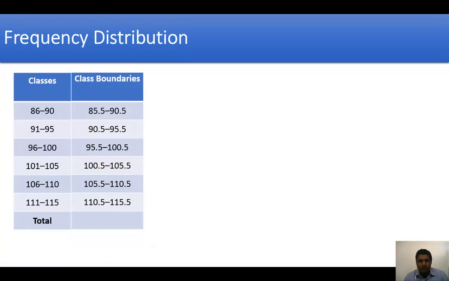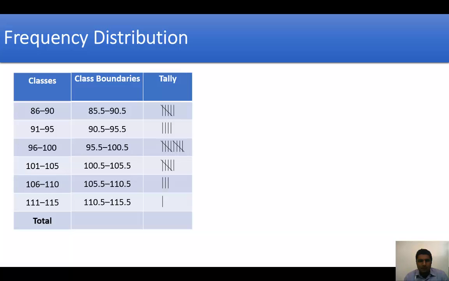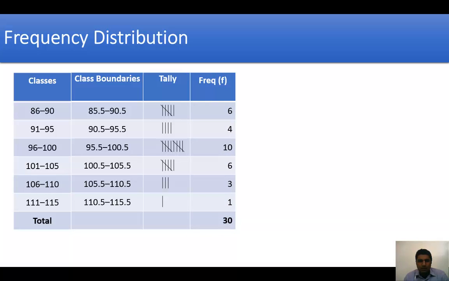This column represents the class boundaries, and I will discuss in the next slide how to construct those class boundaries. Well, the third column is of tally marks for counting, and after that you will get the frequencies. The frequency for the first class is 6. That shows that there are 6 plants having height between 86 centimeters and 90 centimeters, and so on.